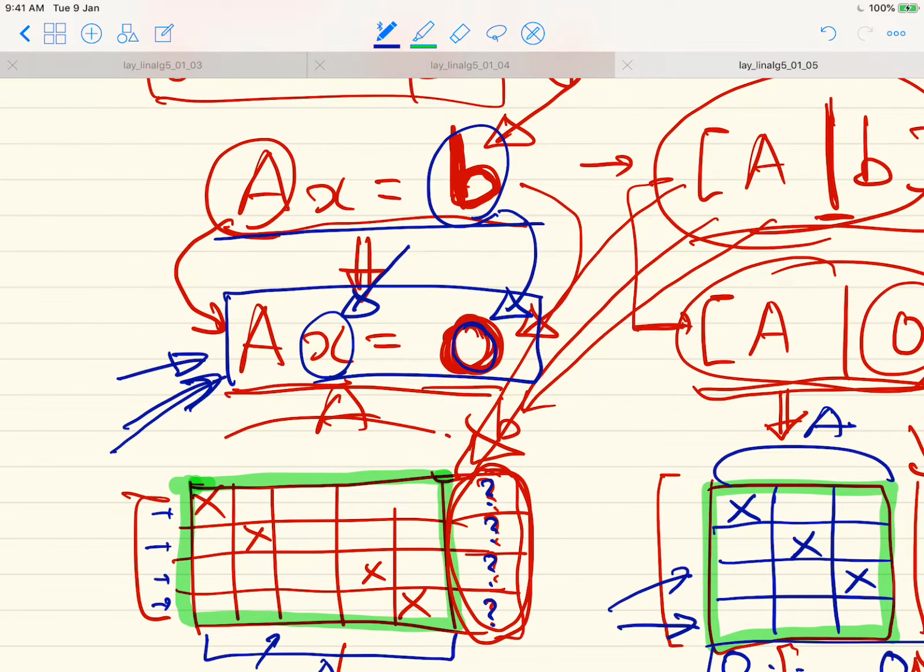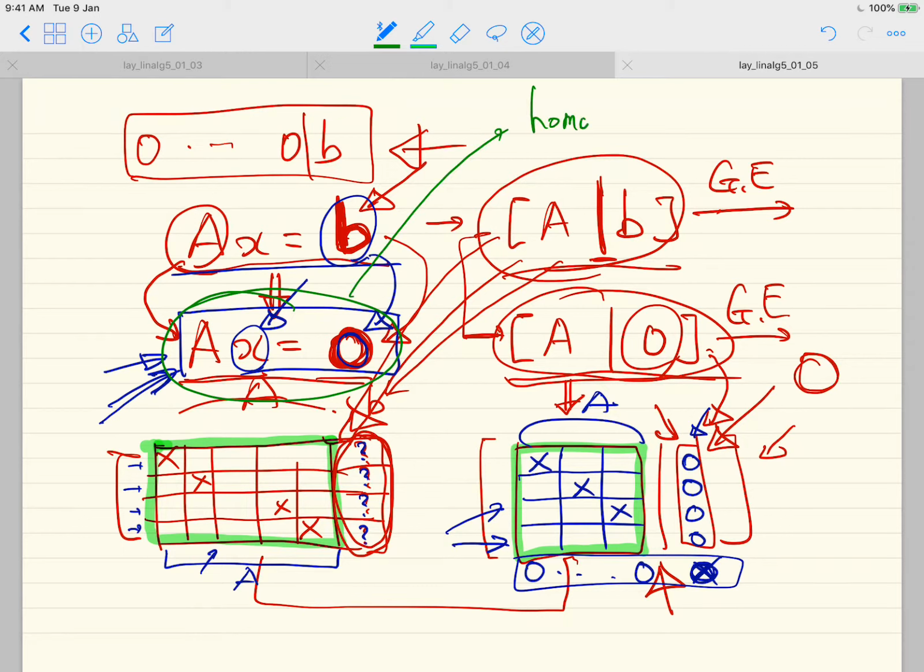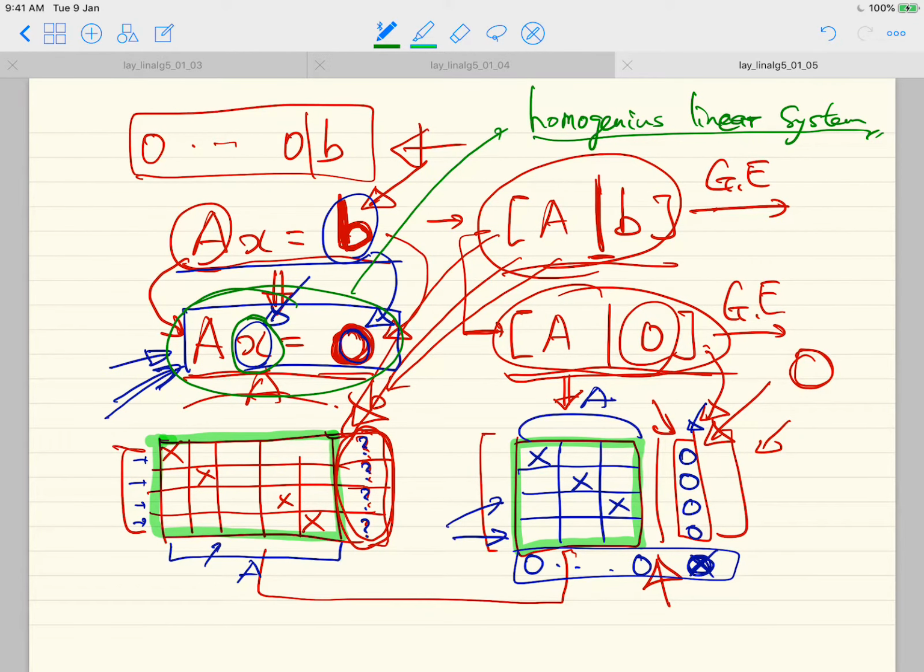So in this case, we call this kind of equation, where we have zero b on the right hand side, a homogeneous linear system. And we know that a homogeneous linear system always has a solution that is trivially found, which is all zero, right? So this particular solution is called the trivial solution. Okay, that is the mathematical name. And then, are there any non-trivial solutions?